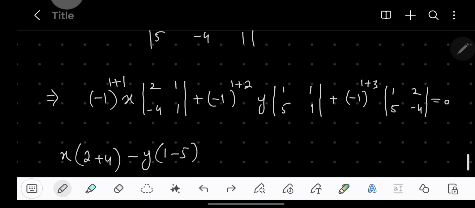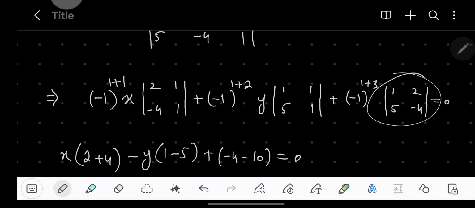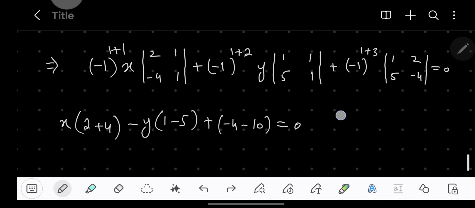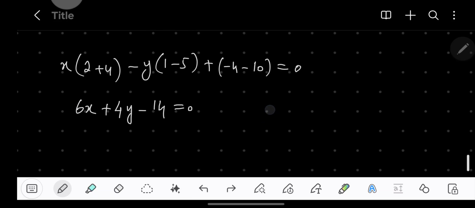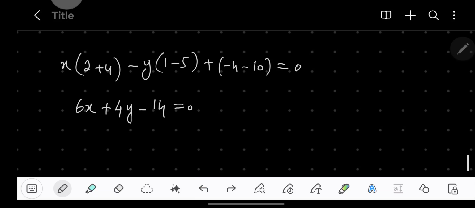Similarly, (-1) to the power 1 plus 3, which is 4. So it is an even number. So I will write plus. So plus 1 times this determinant is minus 4 times minus 10. If I simplify these values, I will get 6x plus 4y minus 14.